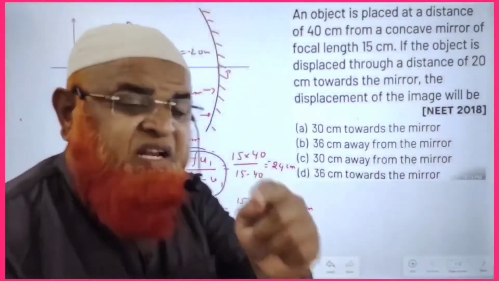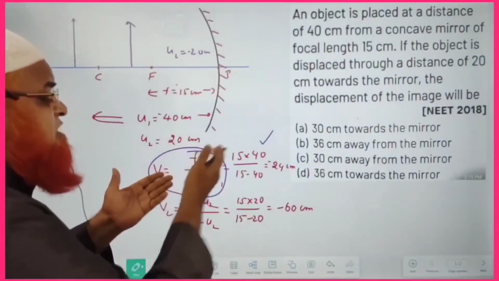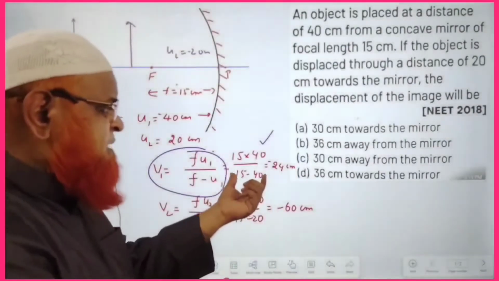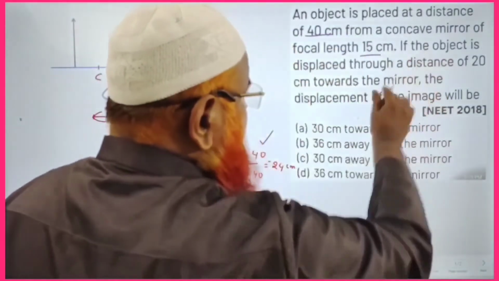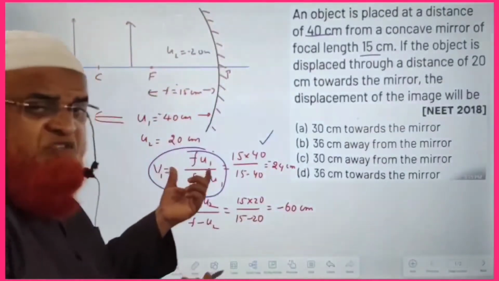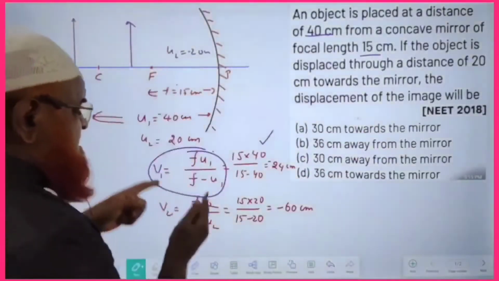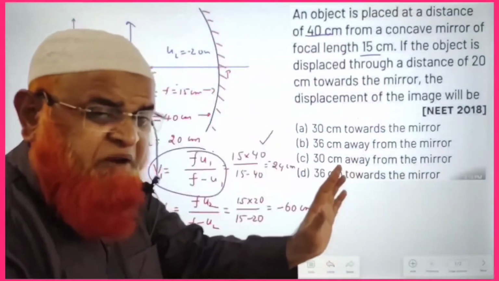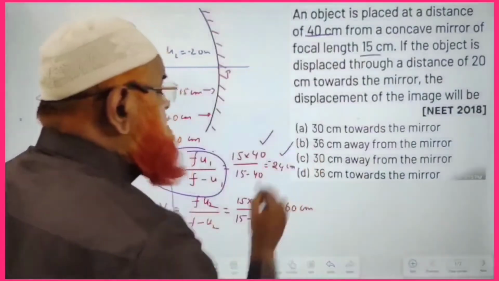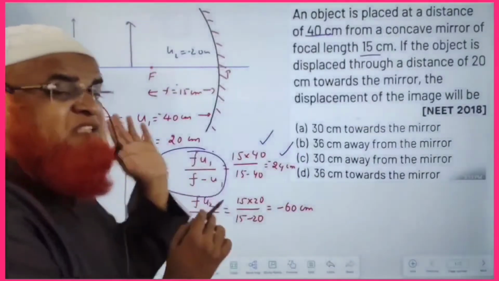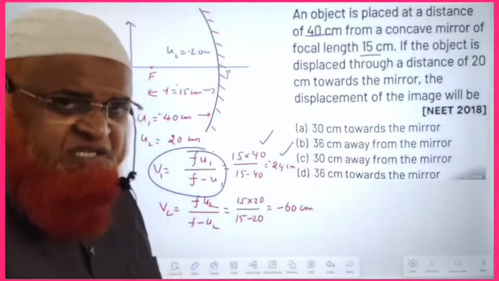So previously, when the object distance is 40 centimeters, you substitute in this formula fu1 by f minus u1, with focal length 15 and object distance 40. Now when it has been shifted, the new object distance is 20. So this formula fu by f minus u, you have to apply two times: first when the object is at 40 centimeters, next when it has been shifted to 20 centimeters. So we get 15 into 40 by 15 minus 40, which is minus 24 centimeters. In the second case, you get 15 into 20 by 15 minus 20, which is minus 60 centimeters.